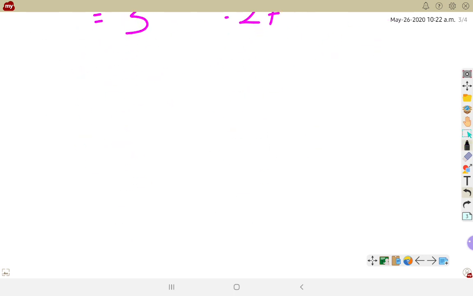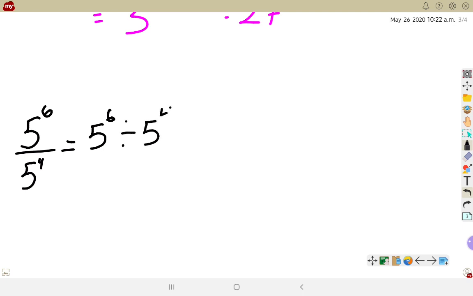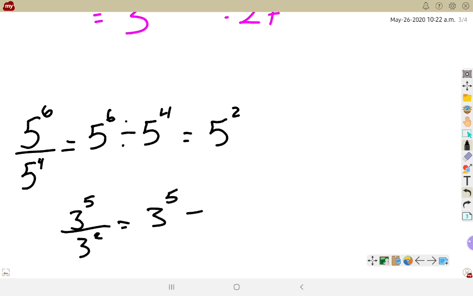I'll write it out again for you. So the first one we had 5 exponent 6 over 5 exponent 4. Now that is the same thing. I didn't write it like that, but it is the same thing as dividing, right? I just had it written as a fraction. And that gave us 5 exponent 2. The next one we had 3 exponent 5 over 3 exponent 2, which would be the same thing again, 3 exponent 5 divided by 3 exponent 2, and that gives 3 with an exponent of 3.